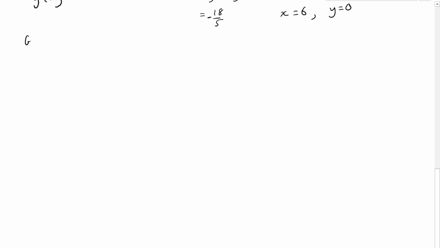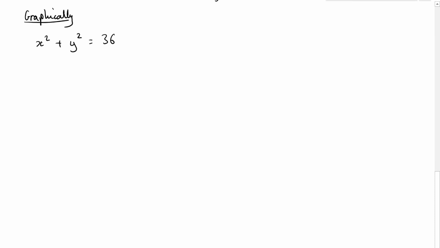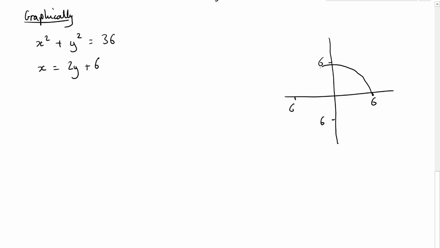So let's just rewrite these down here. So let's say graphically, what we're solving is x squared plus y squared equals 36. And our second one is x equals 2y plus 6. So this x squared plus y squared equals 36 is a circle with a radius of 6. It's centered on the origin, so it's going to be 6 everywhere, and it's just going to be a circle that passes through all of these points. Obviously it would be a perfect circle if you were to properly plot this.